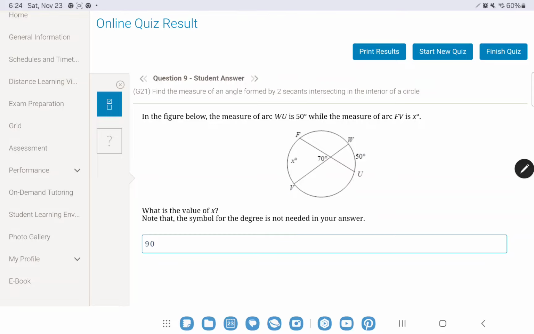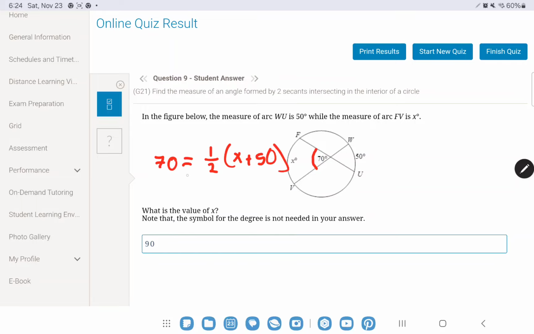Okay, here we know the rule. When you have an angle forming inside your circle, you do: angle equals half of arc 1 plus arc 2. So I'm going to replace it with numbers. 70 equals half of x plus 50.